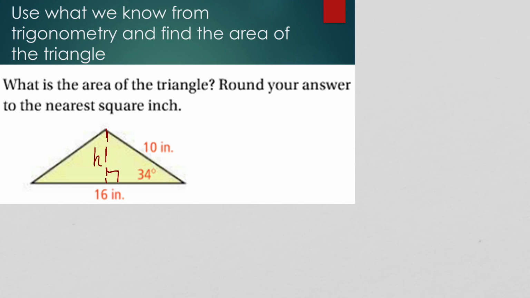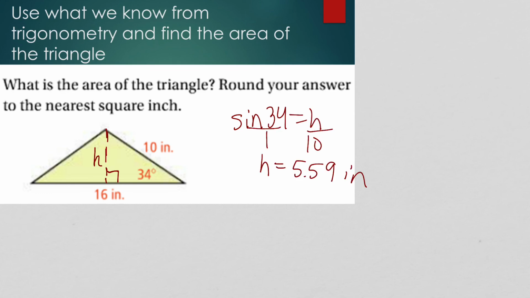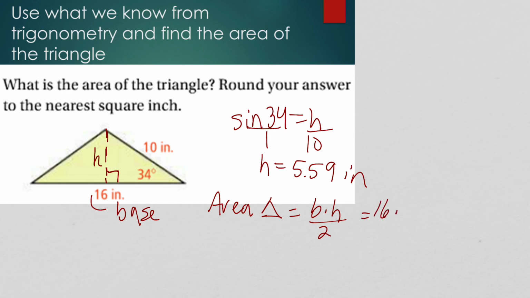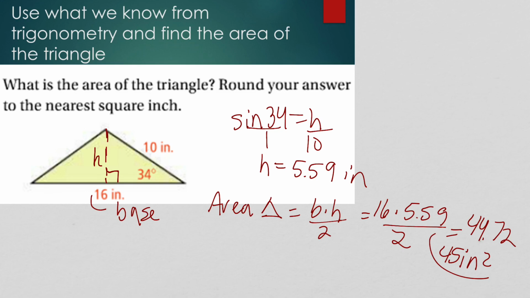H is opposite of 34. 10 is the hypotenuse. So I could find the area. If I do sine of 34, H over 10, I get the height to be 5.59 inches. We know the base is 16. And we know what the area formula for a triangle is, right? Base times height divided in half. So if I go ahead and do 16 times that, divide it in half, I get the area to the nearest square inch is 45 inches squared.